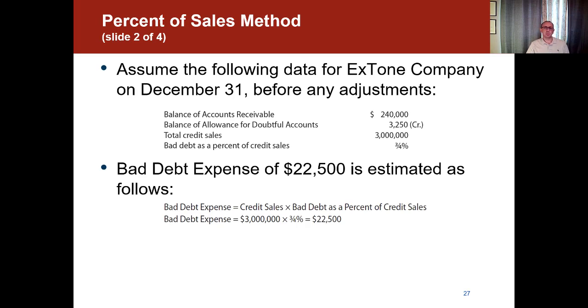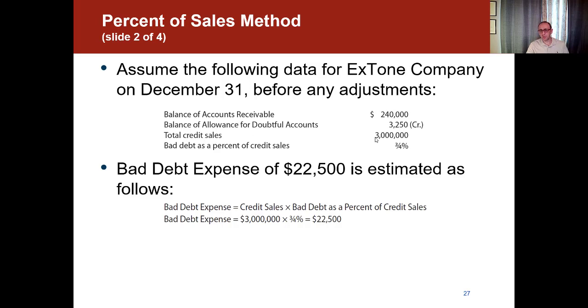So let's see this example. Assume the following data for Extone company on December 31st before any adjustments. We have the balance of accounts receivable to be $240,000. And we have an existing balance of allowance for doubtful accounts of $3,250, and it's a credit balance. And it's very important that we know what the balance for the allowance for doubtful accounts is, because as we've seen before, the ending balance for allowance for doubtful accounts can end up being credit or debit. We prefer to have a credit balance, but in some cases we can have a debit balance if the write-offs are more than our balance.